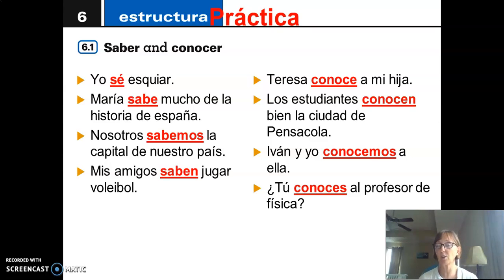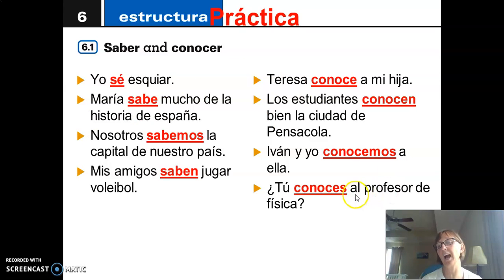Iván y yo conocemos a ella. Es una persona. So we know a person. Conocemos a ella. Ella being her. And ¿tú conoces al profesor de física? I'm asking you, do you know el profesor de física? So again, I'm asking if you know a person.